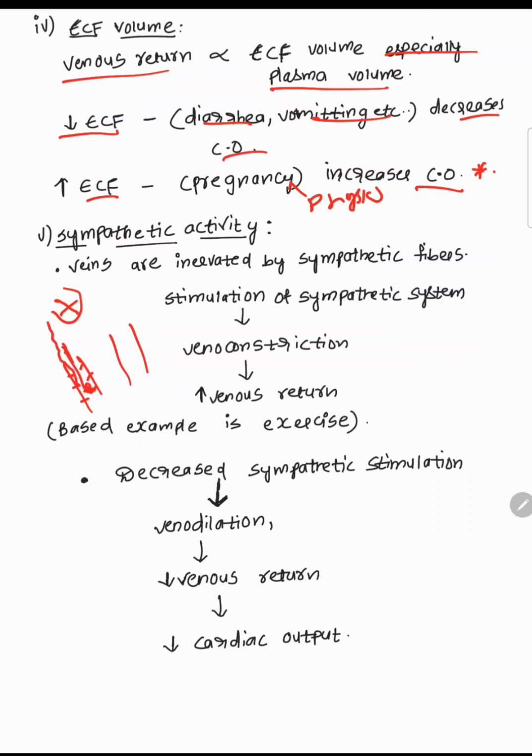Venoconstriction causes pushing of the blood towards the heart. But with venodilation, there will be no pushing of blood, so there will be no increase in the venous return and no increase in the cardiac output. You remember, veins are innervated by sympathetic fibers. Stimulation of the sympathetic system causes venoconstriction and increases the venous return. Venous return increases the cardiac output. Based on the example of exercise, people who are exercising have a great cardiac output, right?